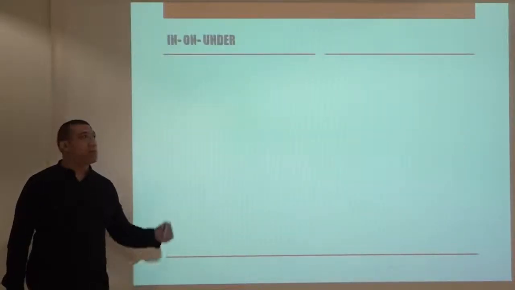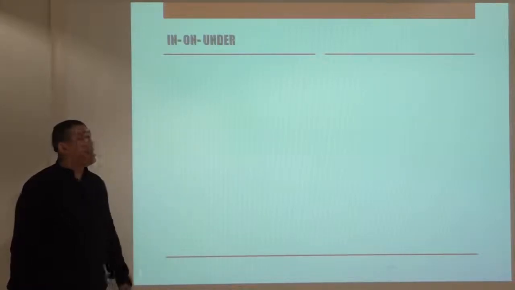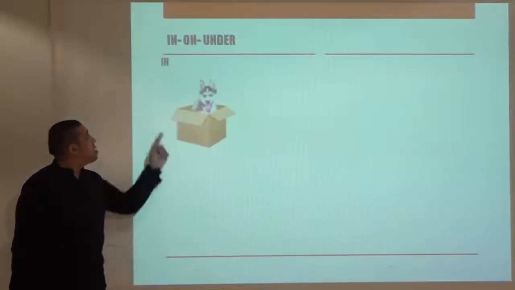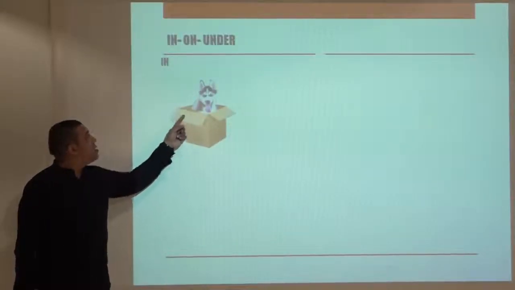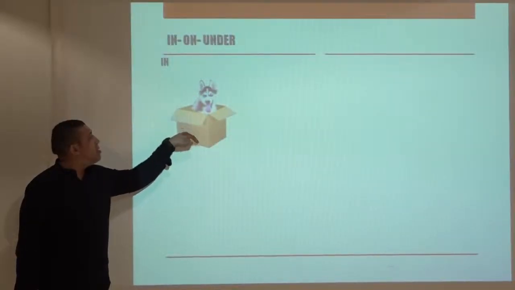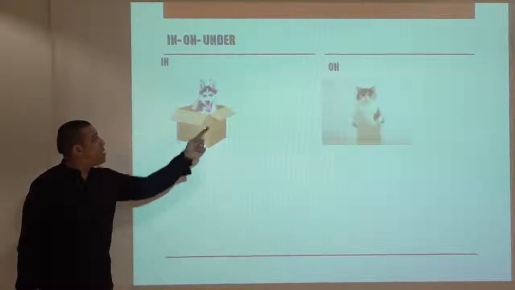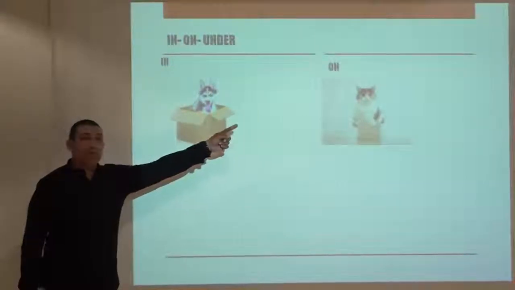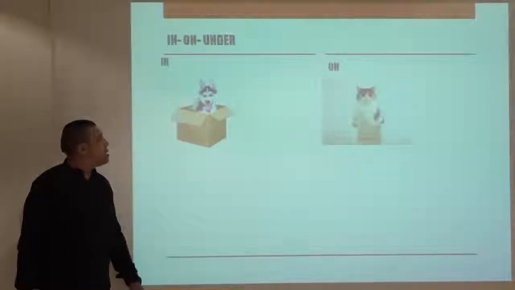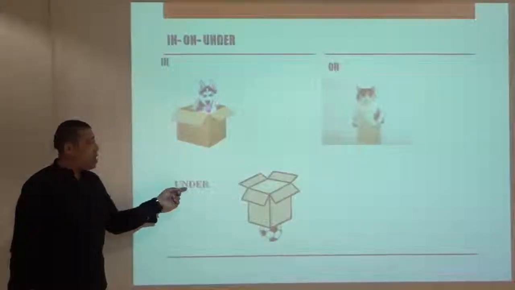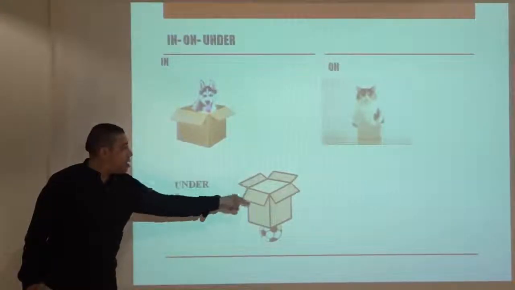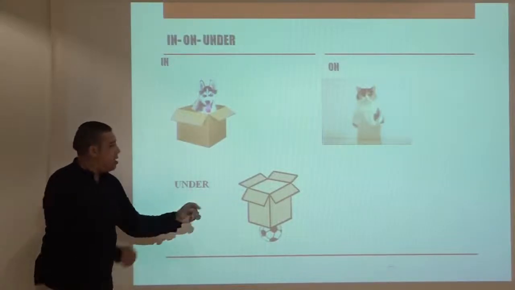Let's now have a look at some prepositions like in, on, and under. In. As you all see, the dog is in the box. On. As you all see, the cat is on the box. And here, under, as you all see, the ball is under the box.